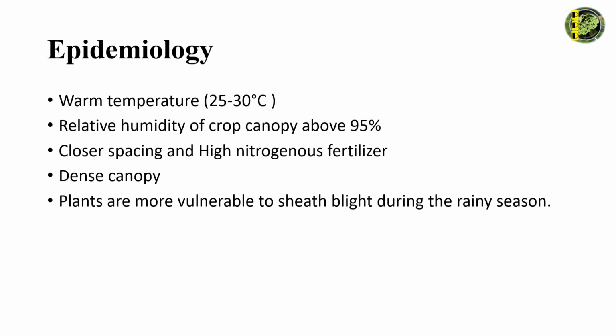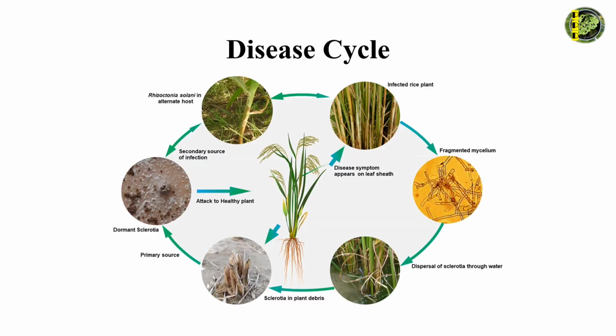If we talk about the epidemiology, or the most suitable temperature and humidity conditions, the temperature required for this fungus to grow is 25 to 30 degrees Celsius, and more than 95% humidity is most preferable for this fungus. A heavy dose of nitrogen fertilizer makes the tissue more susceptible, while a high rate of potassium induces resistance to the disease.